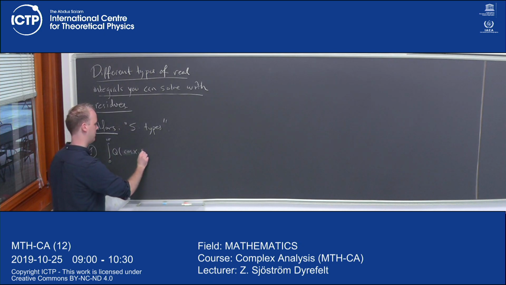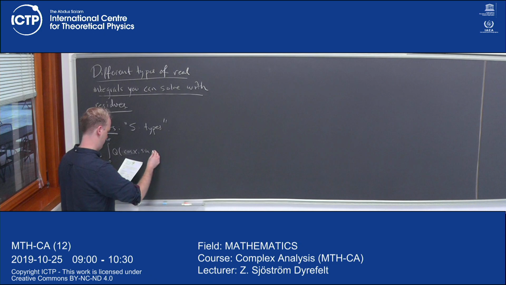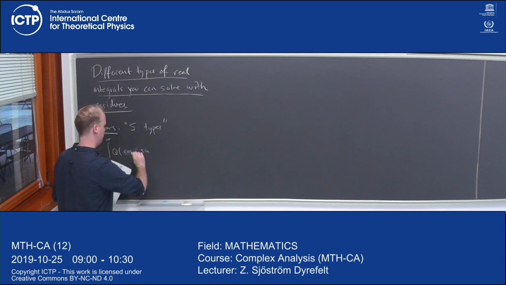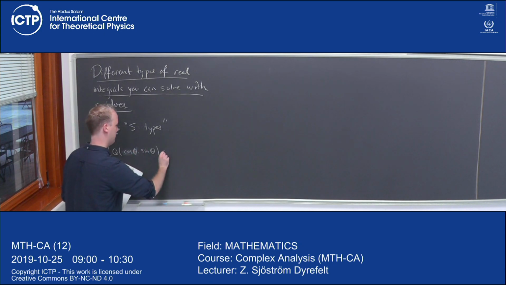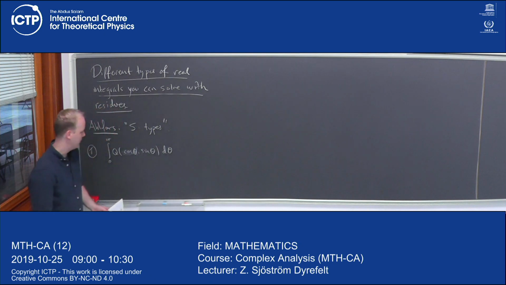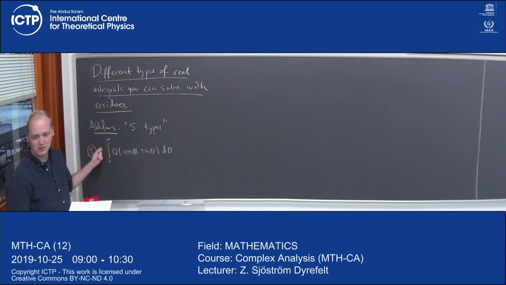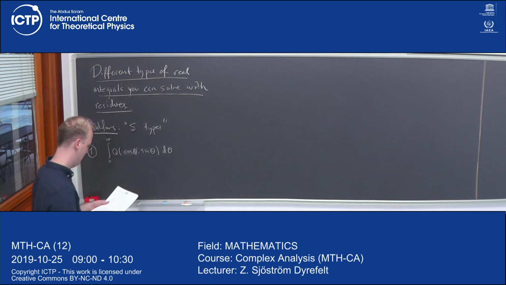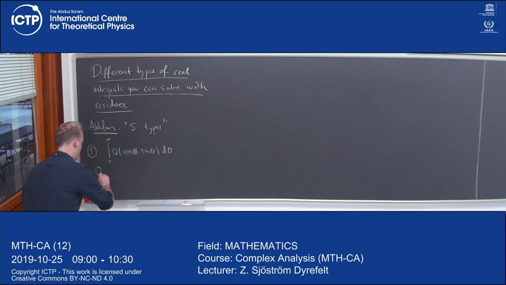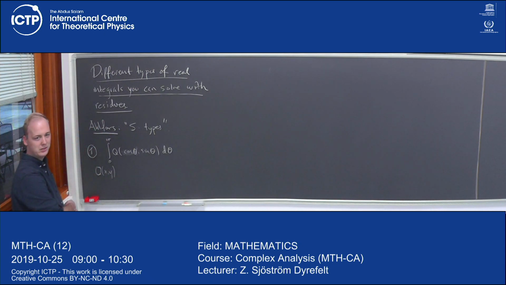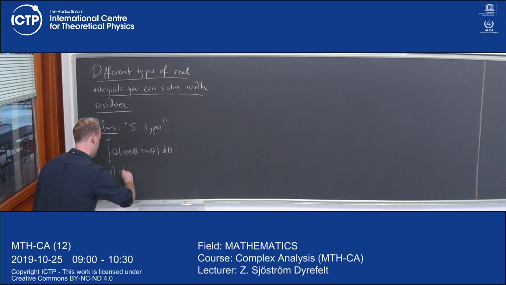The first is a real integral of this form: the integral from 0 to 2 pi of some rational function of cosine theta and sine theta with respect to theta. Where Q of x, y is a 2-variable rational function.